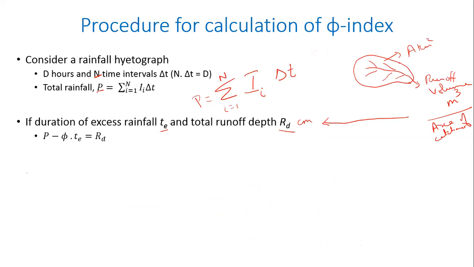I subtract the phi index times the duration of excess rainfall. So in that case, it was, what was it, 10 hours, right? Capital N is 14 hours, but TE is only 10 hours. So if I know the phi index and multiply it by TE, the duration 10 hours, that should be equal to the runoff depth RD. Is that not correct?